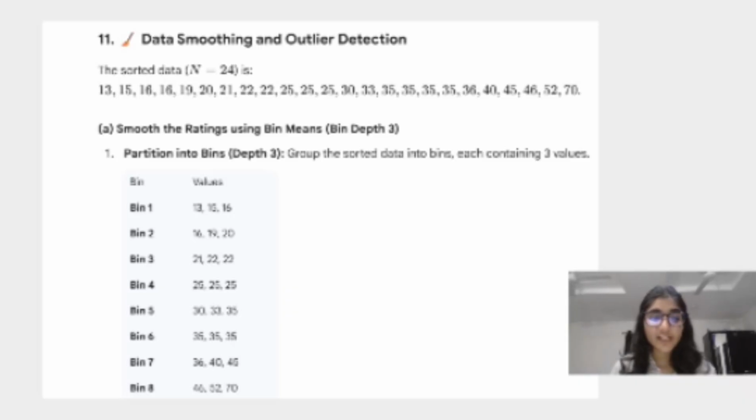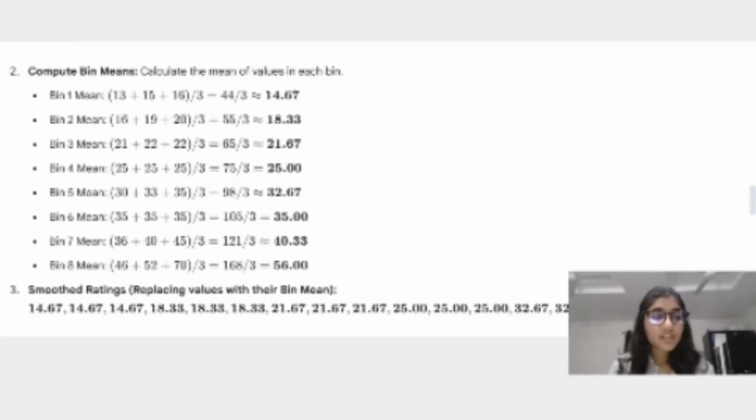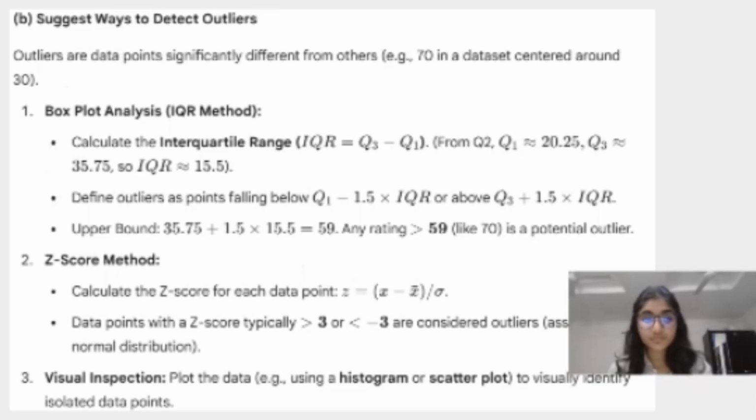So there will be 8 bins, each containing 3 values. Then the second step is to compute bin means. So we will compute the mean of all the bins. We will get these values in the smoothed ratings as 14.67 to 35.00.